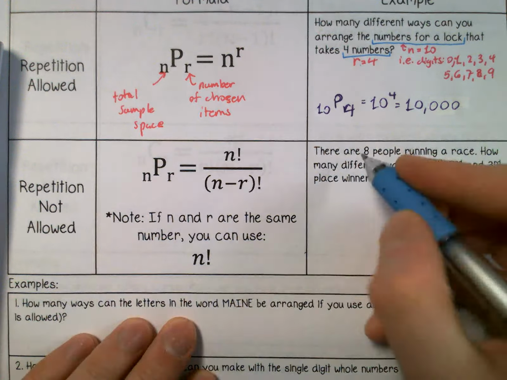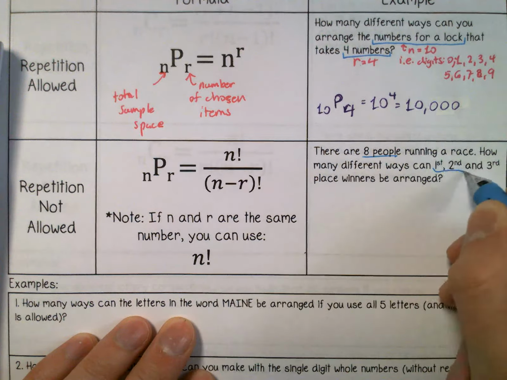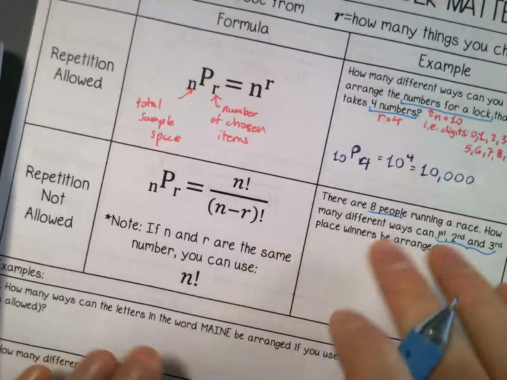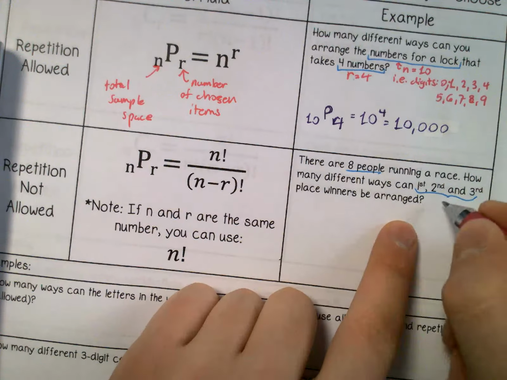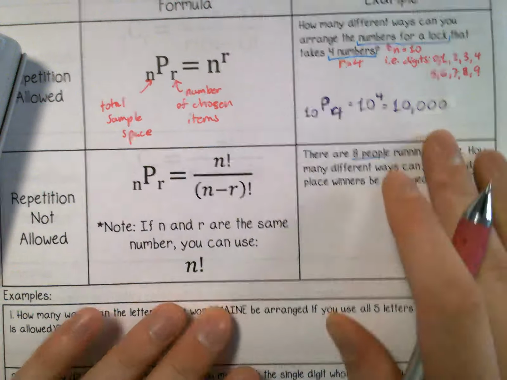All right. First of all, there are 8 people running a race. How many different ways can first, second, and third place winners be arranged? Okay. So this right here is my R value.